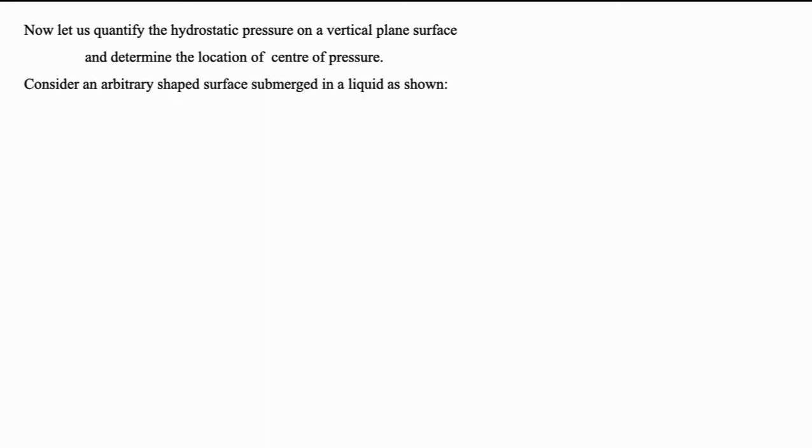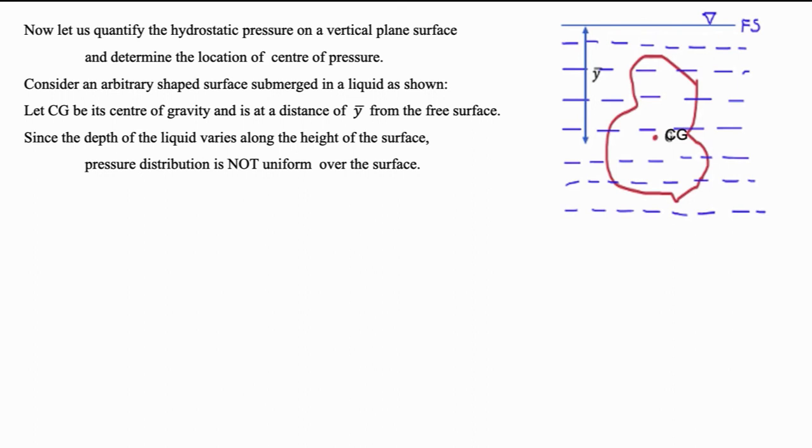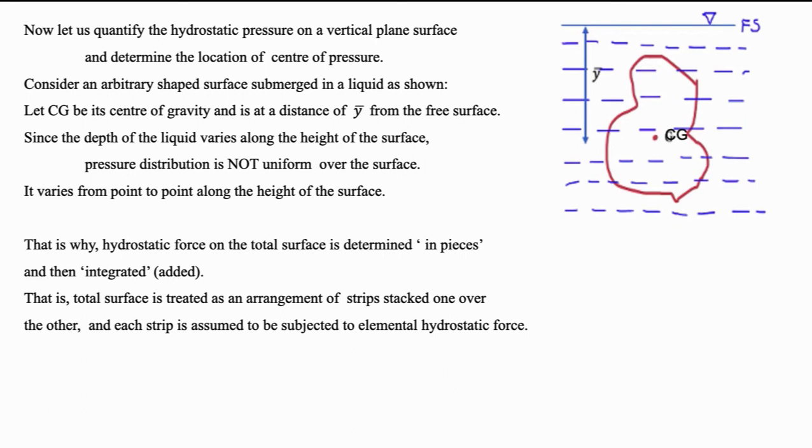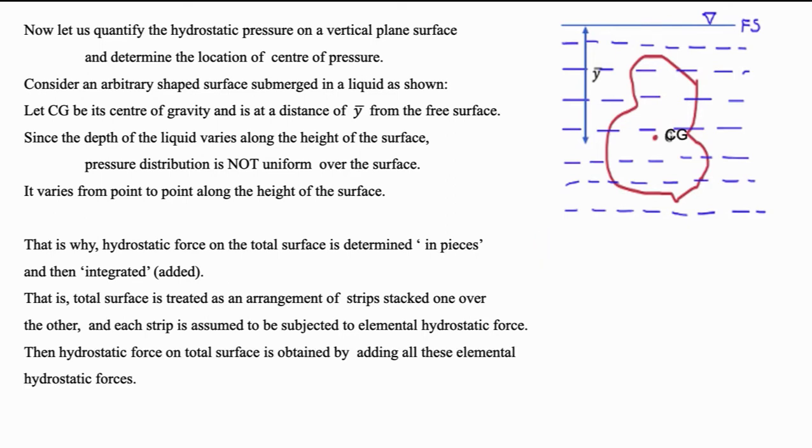Consider an arbitrary shaped surface submerged vertically in a liquid of specific weight gamma as shown in the figure. Let Cg represent the center of gravity, at a distance y bar from the free surface. Since the depth of the liquid varies, pressure also varies from point to point along the height of the surface. The total surface is treated as an arrangement of strips stacked one over the other, and each strip is assumed to be subjected to an elemental hydrostatic force. Then the total hydrostatic force acting on the complete surface area is obtained by adding all these elemental hydrostatic forces.